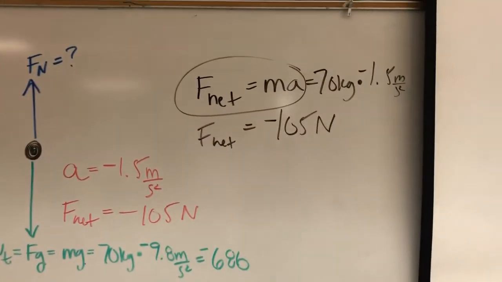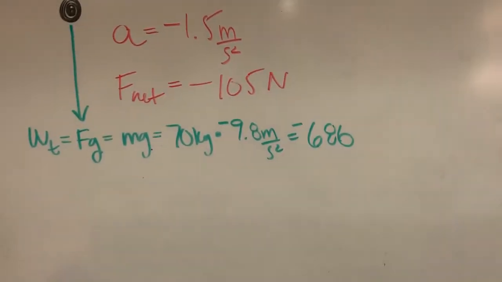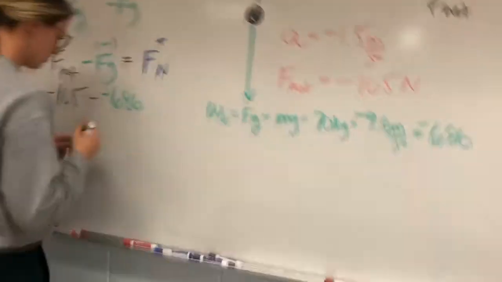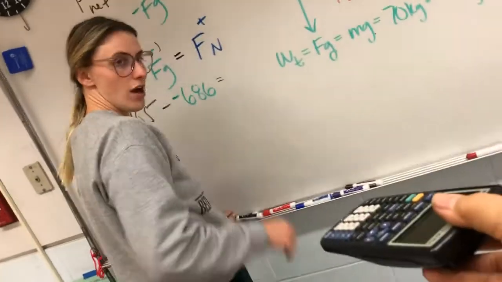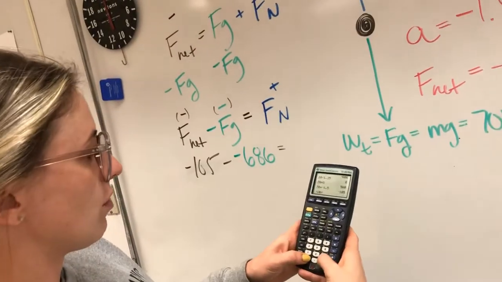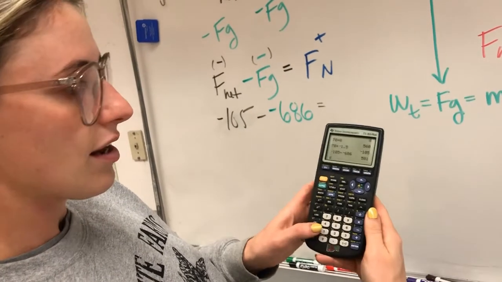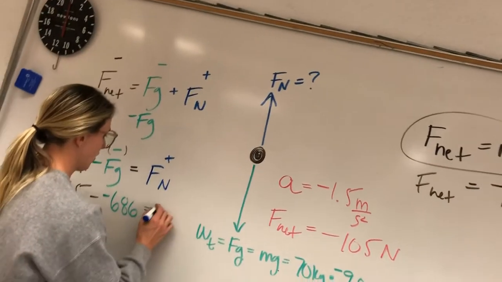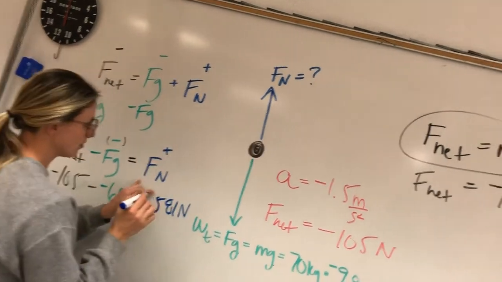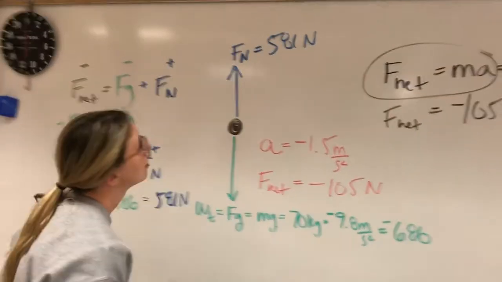Okay, so what was my net force? Negative 105. And it's important because it's a negative number. We see that it all checks out. Minus, now what was my force of gravity? Negative 686. This is just like a little cheat sheet, you guys. This tells you what it should be. And when we add these together, we're going to get our normal force. So negative 105 minus a negative 686, and I get 581. Positive number, looks good. So this is no longer a question mark. It's now 581.